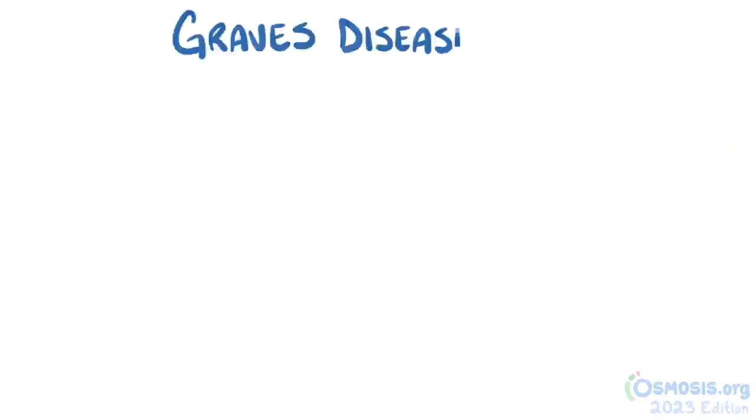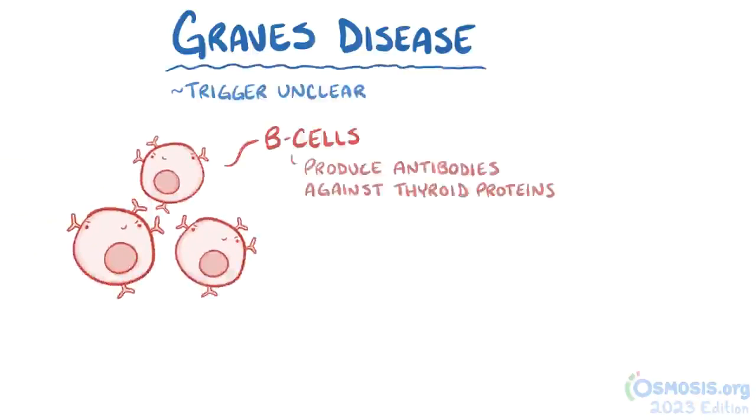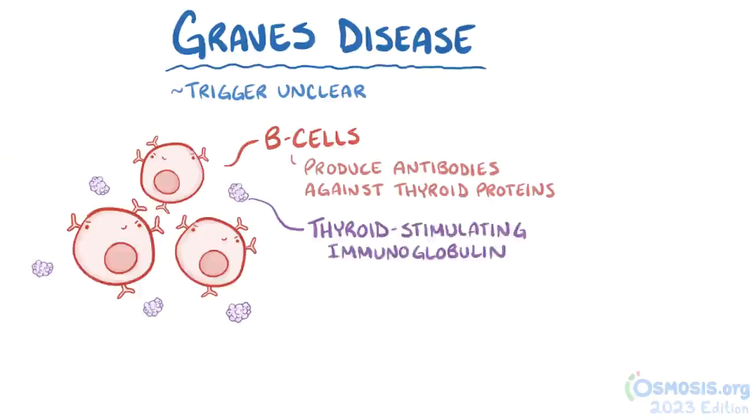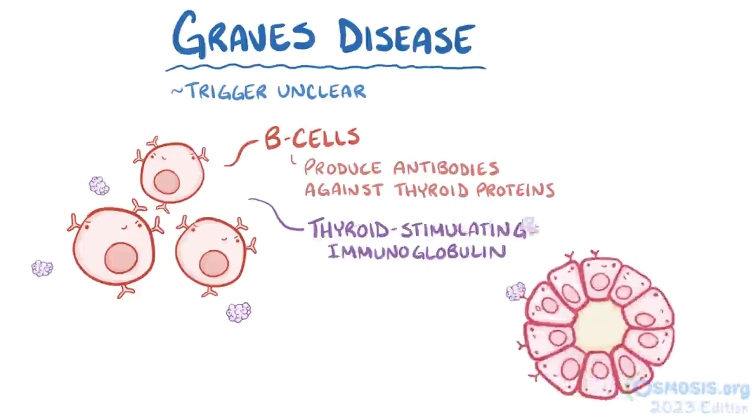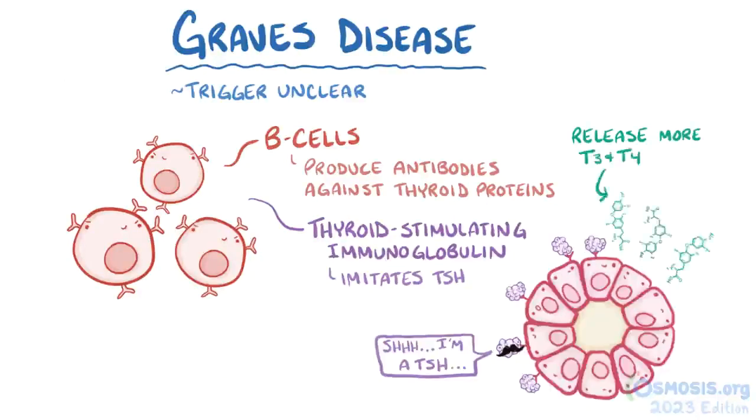Now, in Graves' disease, the trigger is unclear, but for some reason, the B cells start to produce a few different types of antibodies against thyroid proteins. The most common antibody is the thyroid-stimulating immunoglobulin, which binds to the TSH receptor on thyroid cells, thereby imitating TSH, and stimulating the thyroid cells to release more T3 and T4. But the effects of thyroid-stimulating immunoglobulins can also directly affect certain tissues.